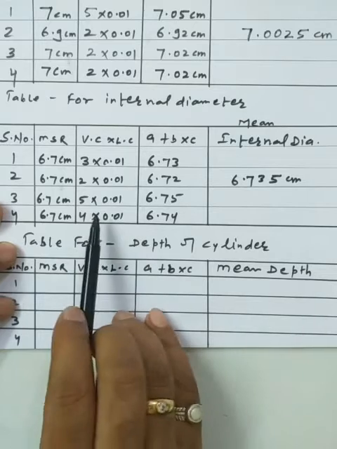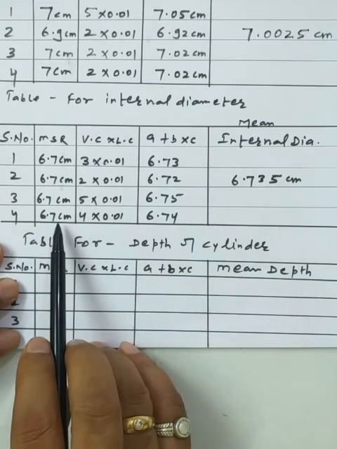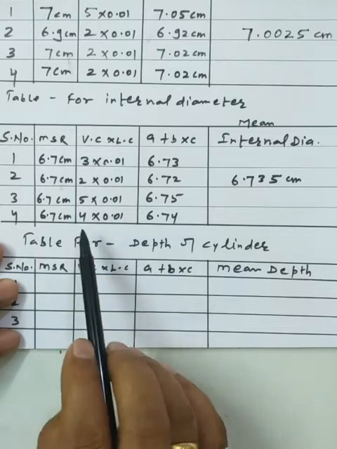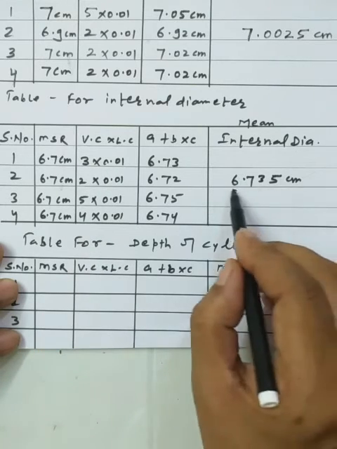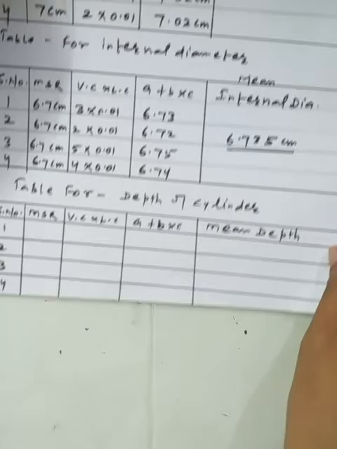So here I have pasted the different readings. 6.7 is the general reading of the internal diameter, along with the vernier constants 3, 2, 5, 4, and finally I have made the mean of that part. Okay. Now I am showing the measurement of the depth.